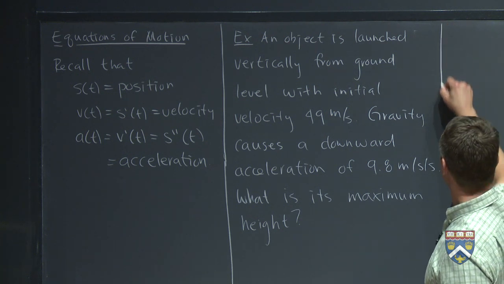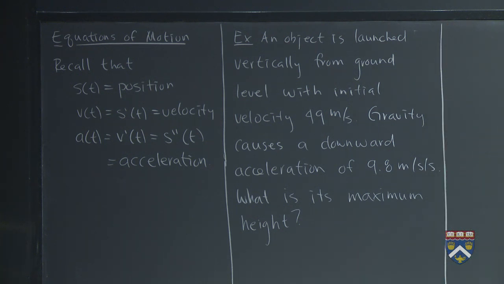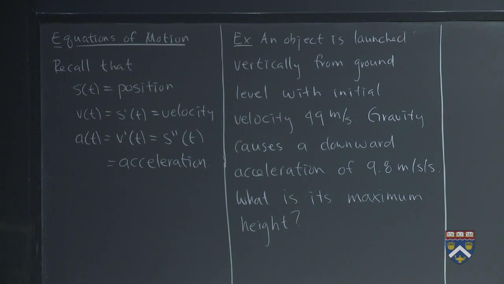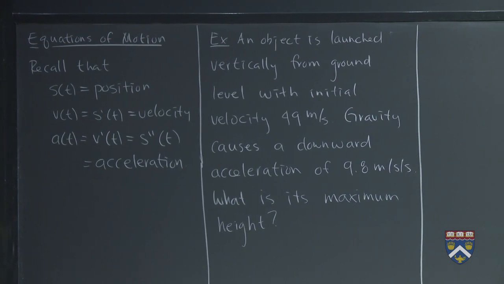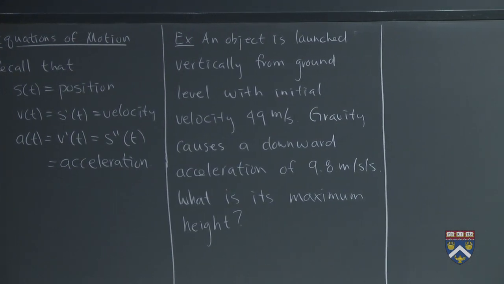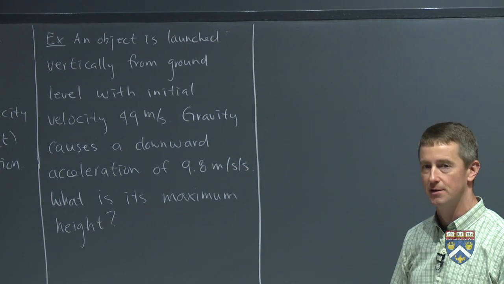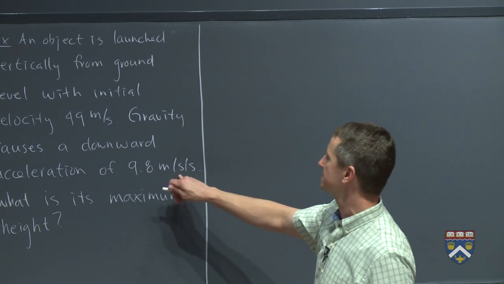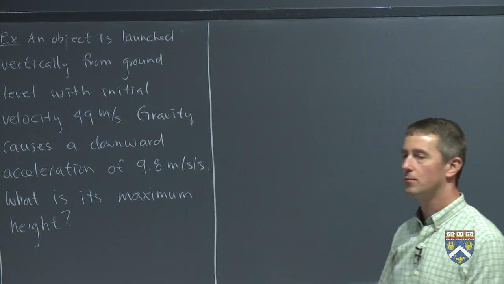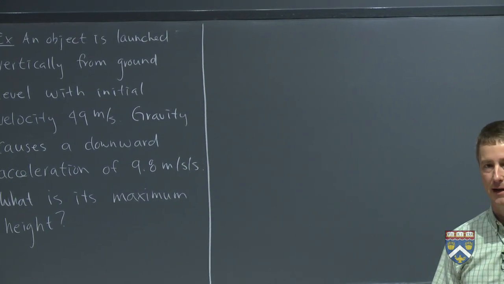So let's do this example. We did this very same one back then. An object is launched vertically from ground level with an initial velocity of 49 meters per second. Once it's in the air, the only important force is gravity, causing a downward acceleration, or a deceleration if you prefer, of 9.8 meters per second with every second. We'd like to figure out what's the highest point that it ever got to.